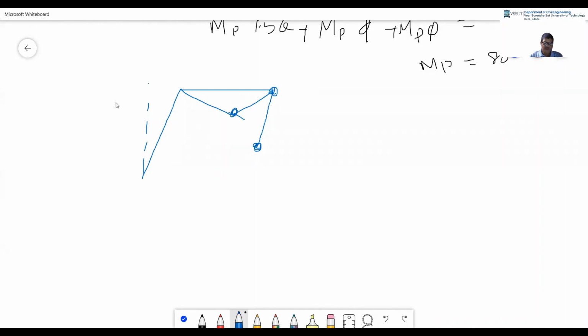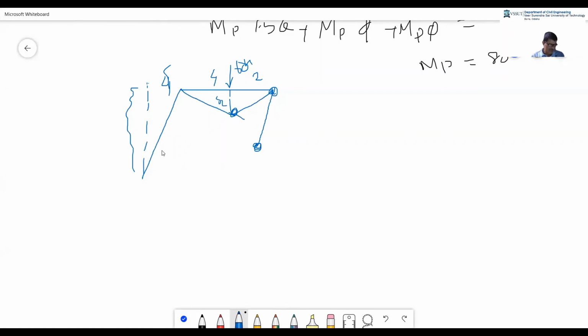Now we can find out: here the displacement is, suppose, delta 1, and here is delta 2, right? Here is a load of 60 kilonewton, acting at 2 meter here and 4 meter here. These are the diagram of it, and here the load is like this.